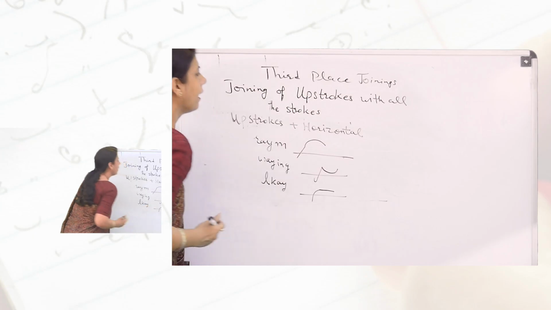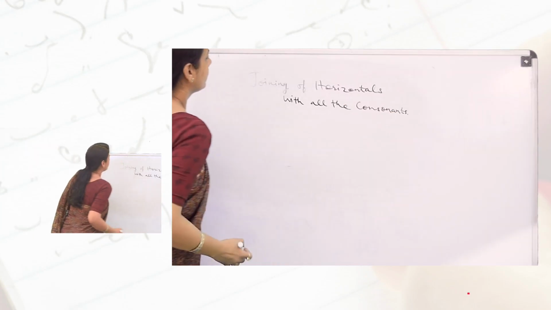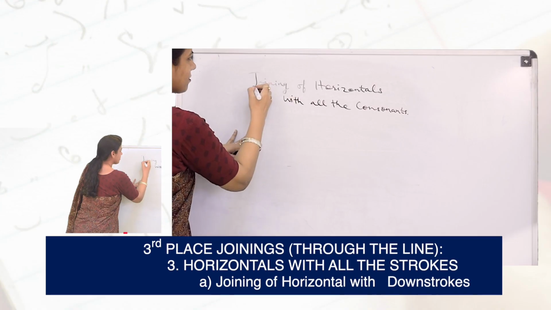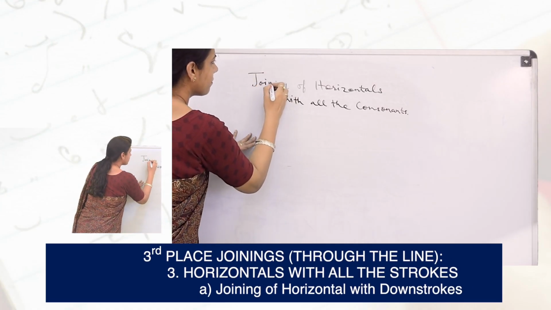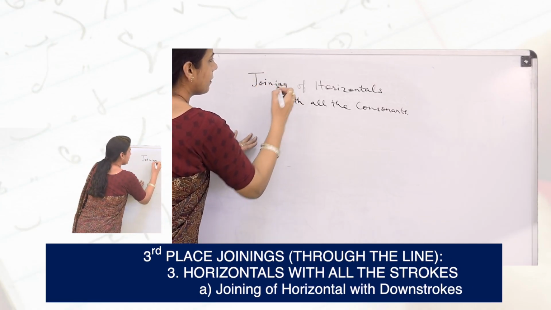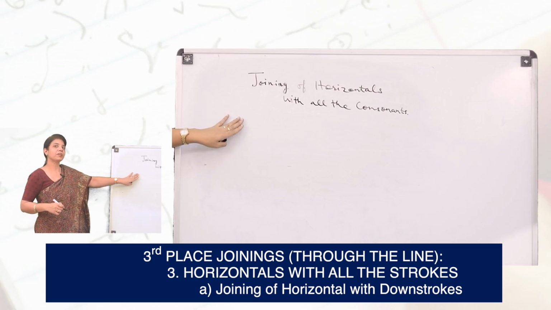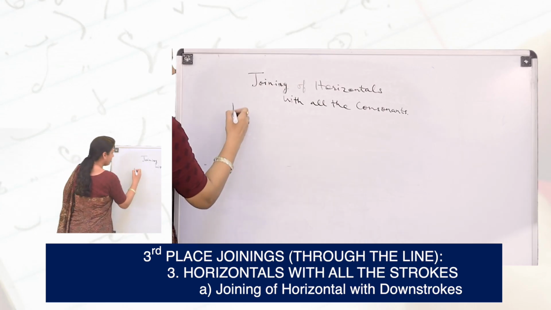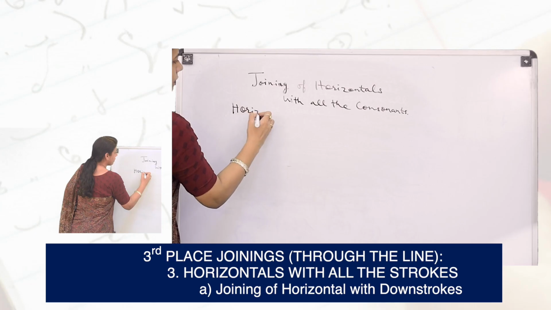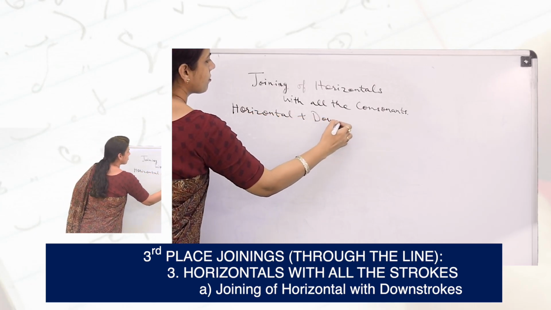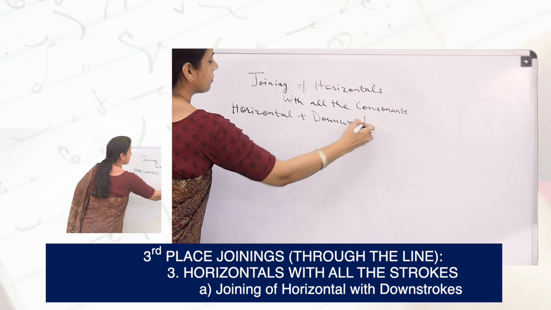L through the line and K. Now please understand this combination very clearly as there is a slight difference in making the combinations, and there is a reason to it why we are making the combinations like that. Now, first of all, we will do horizontal plus downward.